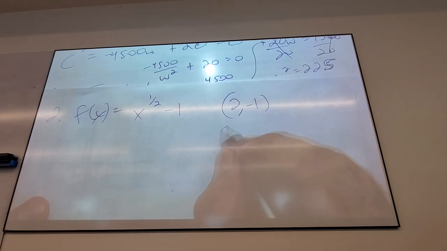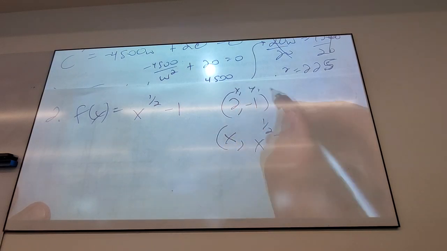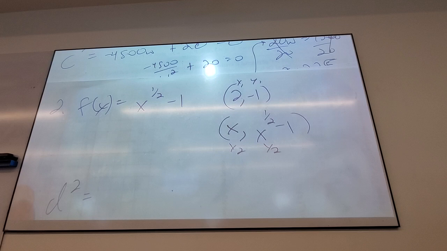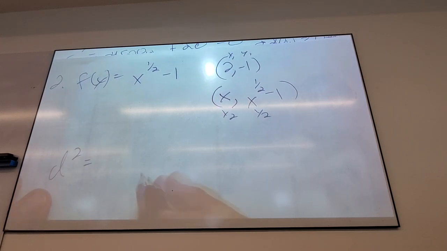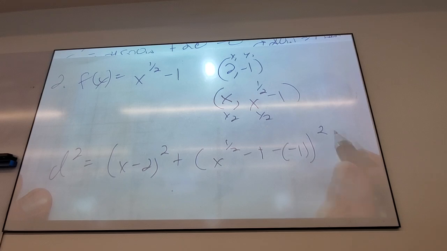So the other point would be any x, but when I plug it in, I don't just get any y, I get specifically this, yes? So I'm gonna call this x1, y1, I'm gonna call this x2, y2, and then I get my distance squared. So it'll be x minus 2 squared plus x to the 1/2 minus 1 minus -1 squared.